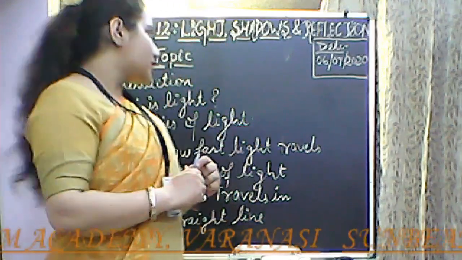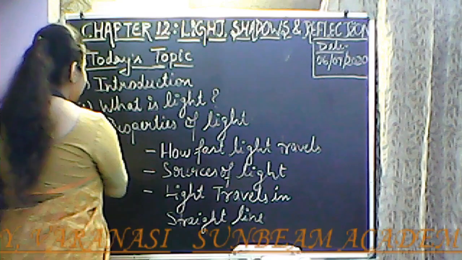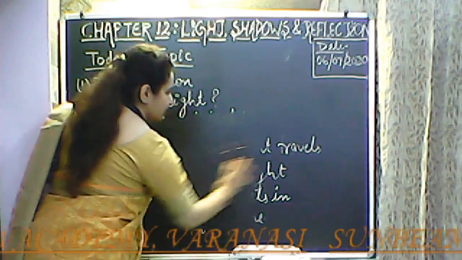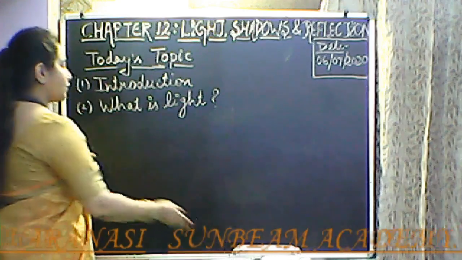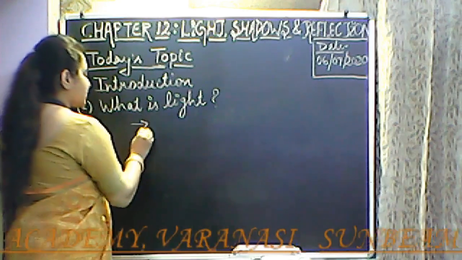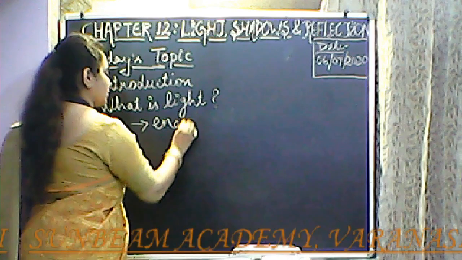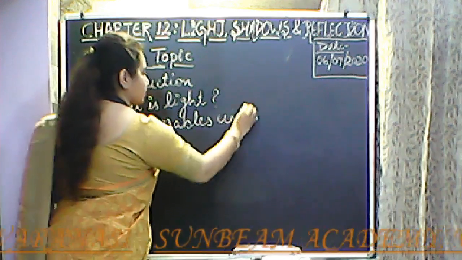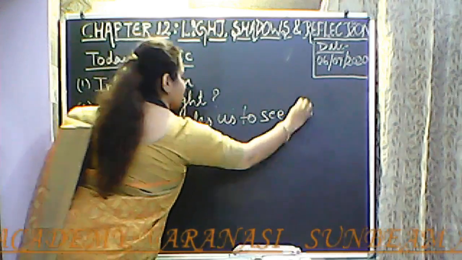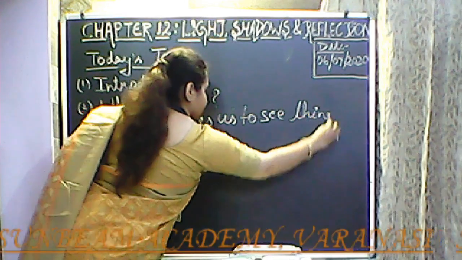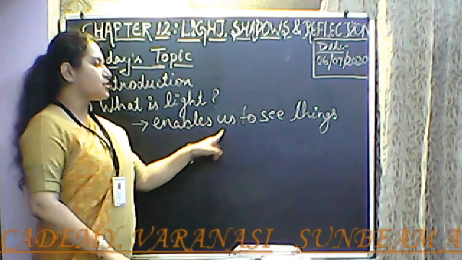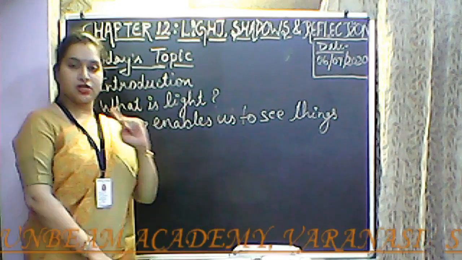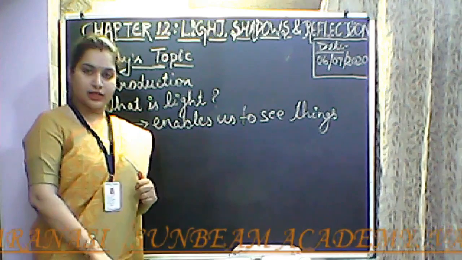Okay? So what is the first thing that is important in light? The very important thing in light is that light enables us to see things. What does light do? Light enables us to see things that are kept around. Okay? Clear with this thing?